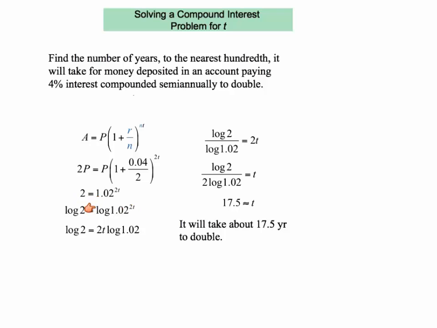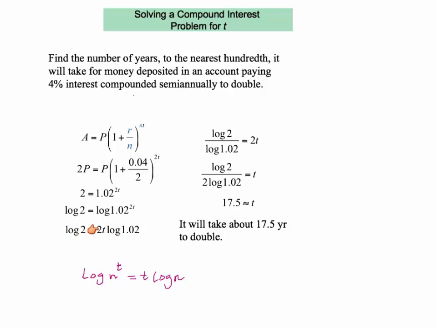Then I can move this T right in front of the log. Recall, if I have log of N to the power of T, that's the same as T log of N. So this T can go right in front of that. That's exactly what we're doing, taking this 2T to the front of this log here. So you can solve for T. You can isolate T, because now I have a coefficient of T. The coefficient of T would be 2 log of 1.02.